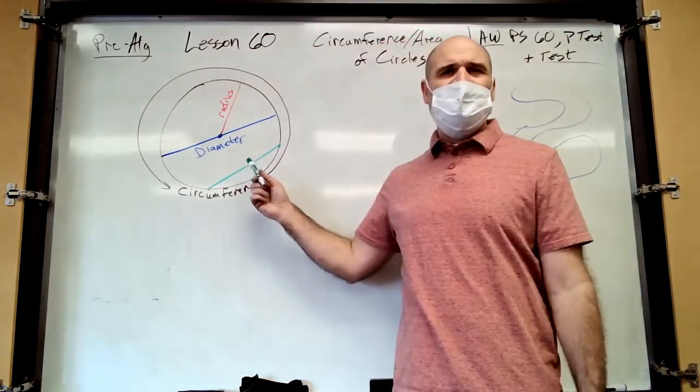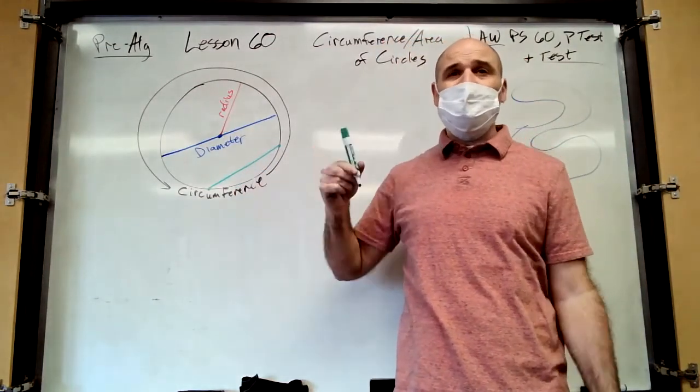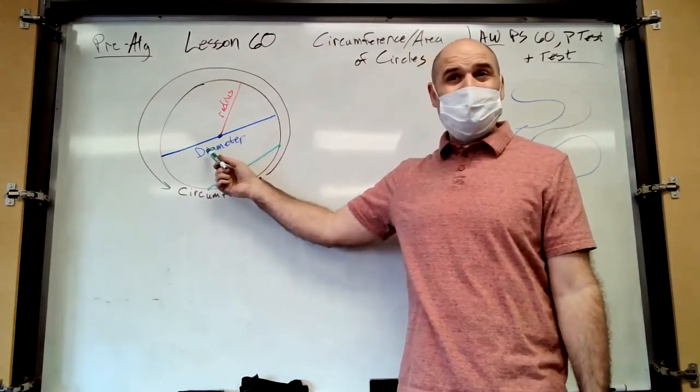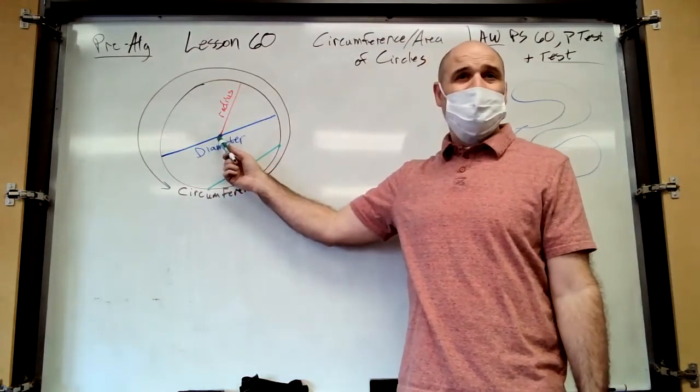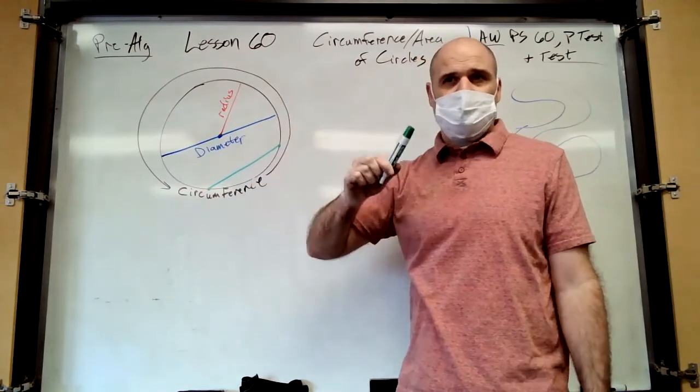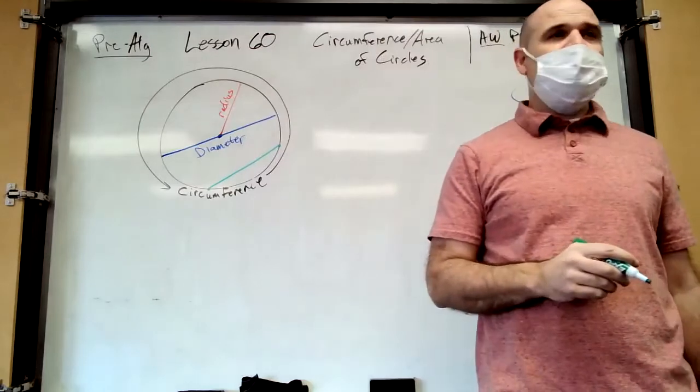This is just a line segment that connects two random points on a circle, as opposed to a diameter, which goes through the center. What's this called? It starts with a CH, but it's not pronounced ch.